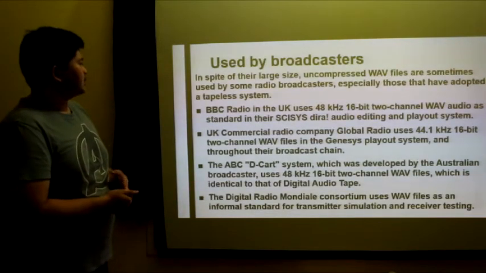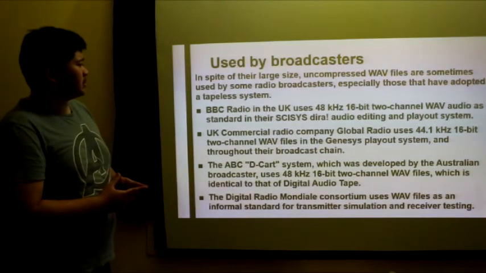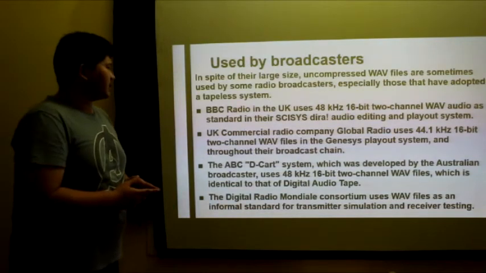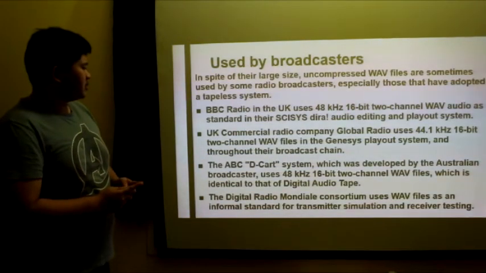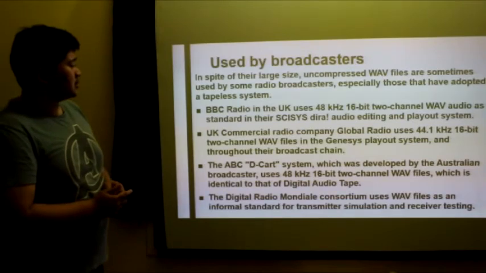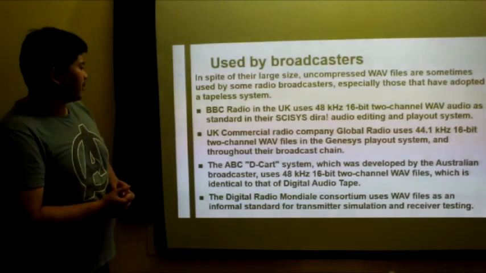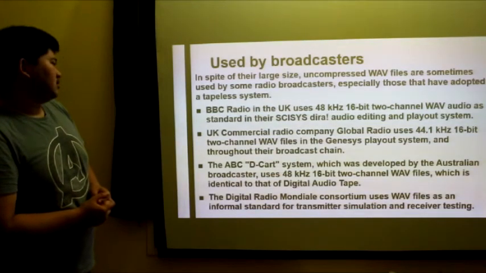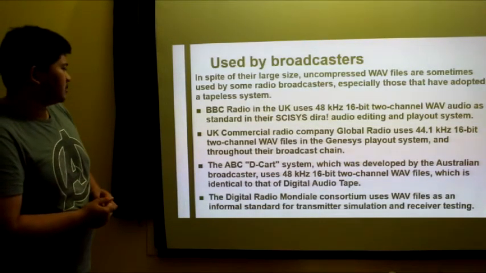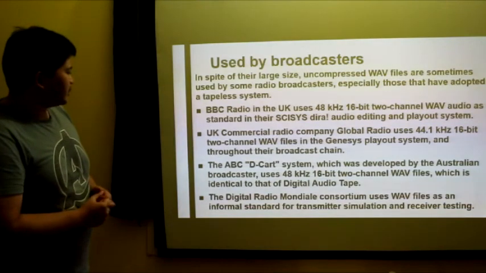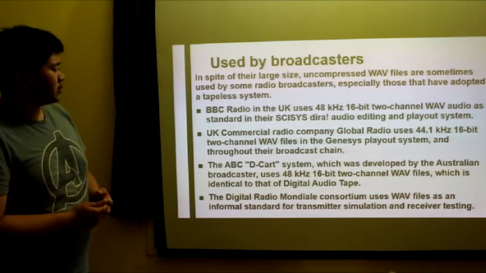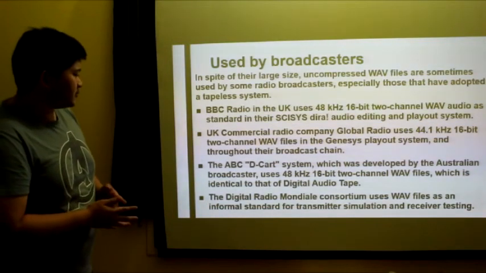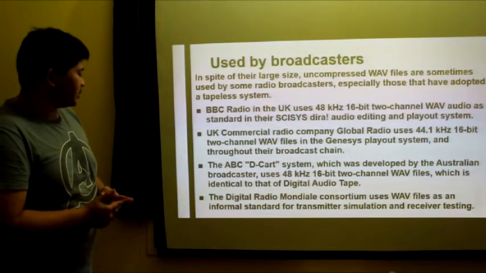Used by broadcasters. In spite of their large size, uncompressed WAV files are sometimes used by some radio broadcasters, especially those that have adopted a tapeless system. BBC Radio in the UK uses 48 kHz 16-bit 2-channel WAV audio as standard in their SADiE audio editing and playout system. UK commercial radio company Global Radio uses 44.1 kHz 16-bit 2-channel WAV files in the Genesis playout system and throughout their broadcast chain.